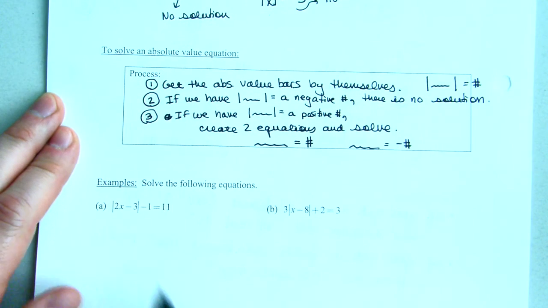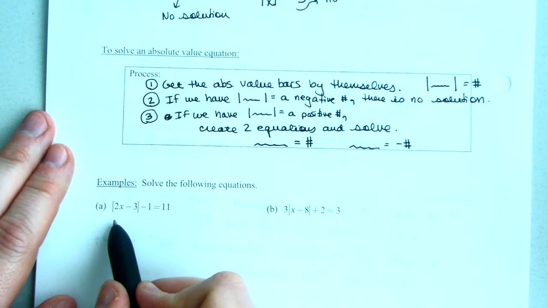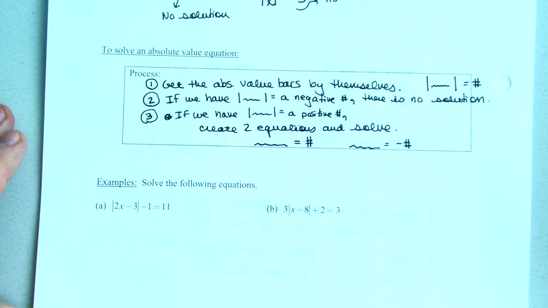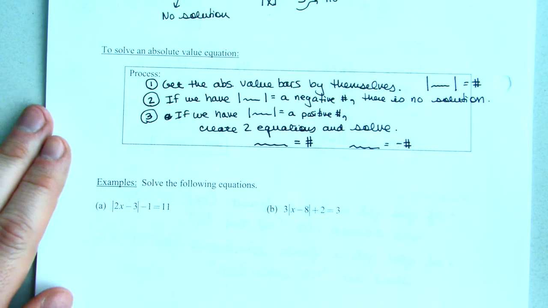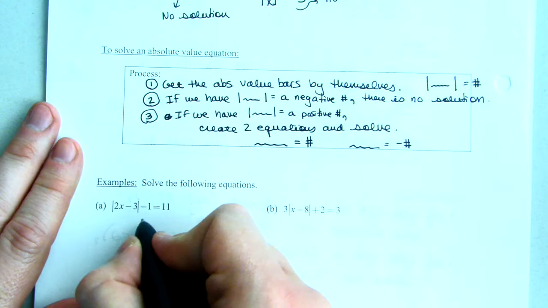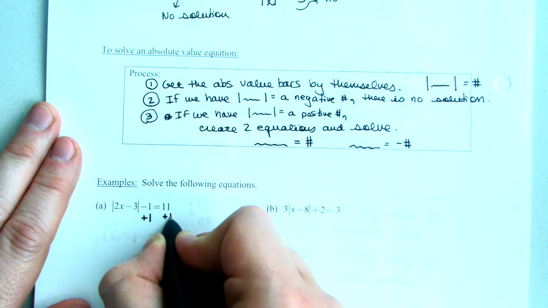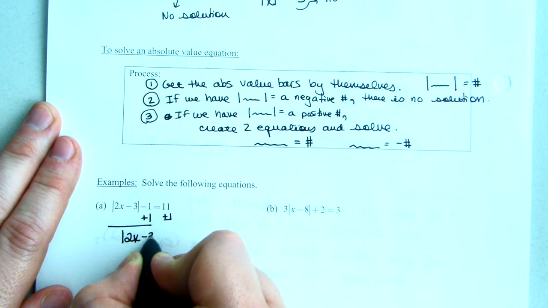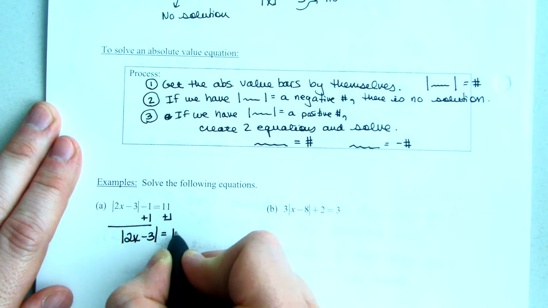Letter A. I want to solve the absolute value equation, absolute value of 2x minus 3, minus 1 equals 11. I first need to get the bars by themselves, and I am not allowed to combine the negative 3 and the negative 1. So I'm going to add 1 to both sides. I'm going to get the absolute value of 2x minus 3 equals 12.